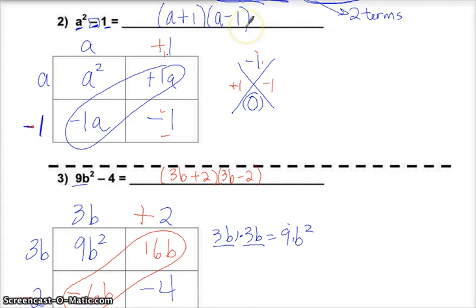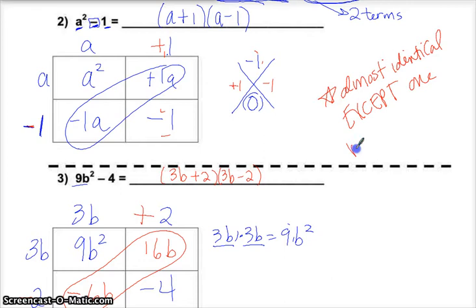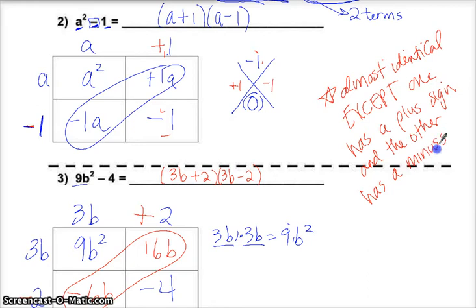These parentheses are almost identical, except one has a plus sign separating the two terms, and the other has a minus sign. Right? Do you see that? So identical parentheses except one has a plus sign, one has a minus sign. Okay, let's look at these answers. Identical parentheses except one has a plus sign, one has a minus sign.